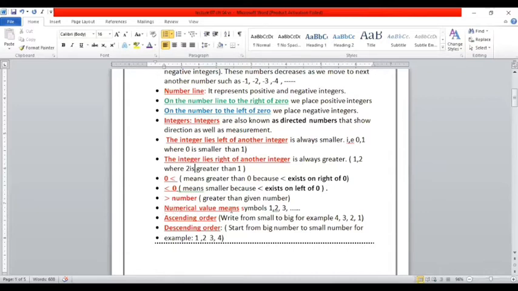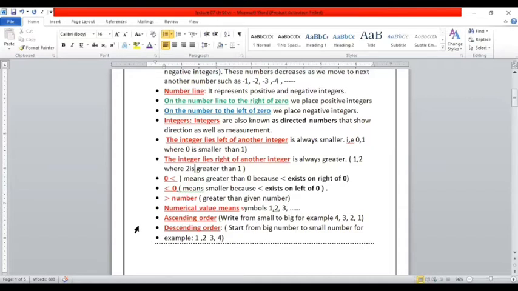Now, the numerical value means that we will show only the number without the sign. If it is plus, we will leave it; plus is understood. But if the number is followed by the negative sign, then it will be considered only the number without a sign.